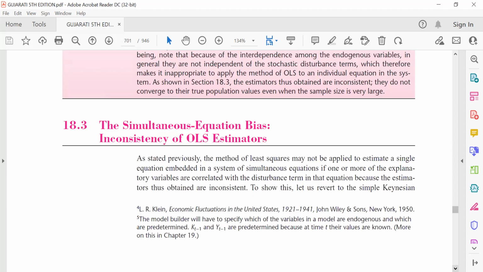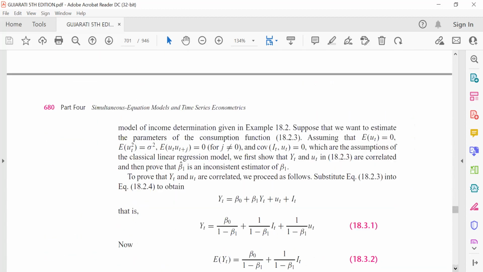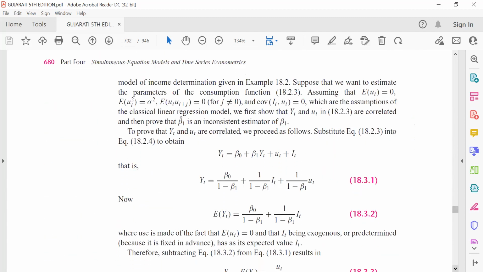Okay, the simultaneous equation bias, inconsistency of the OLS estimator. As stated previously, the method of least squares might not be applied to estimate a single equation in a system of simultaneous equation models. Okay, we cannot estimate directly. To show this, let us refer to the simple Keynesian model of income determination in example item 2.